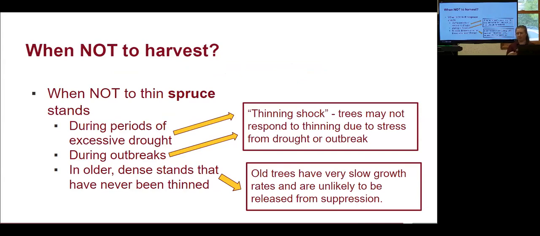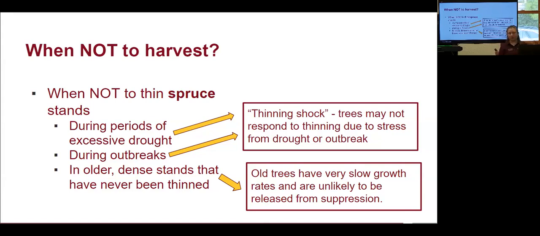So why wouldn't you want to thin a spruce stand? I'll start with the first one that I just mentioned, where we don't want to thin spruce stands that are older and very dense and have never been thinned. And this is because older trees, their growth plateaus. So if we were to go in there and thin and open up growing space, they don't have any more growing to do. So they're not going to respond to that thinning. They're not going to put on more growth through their diameter or their height.